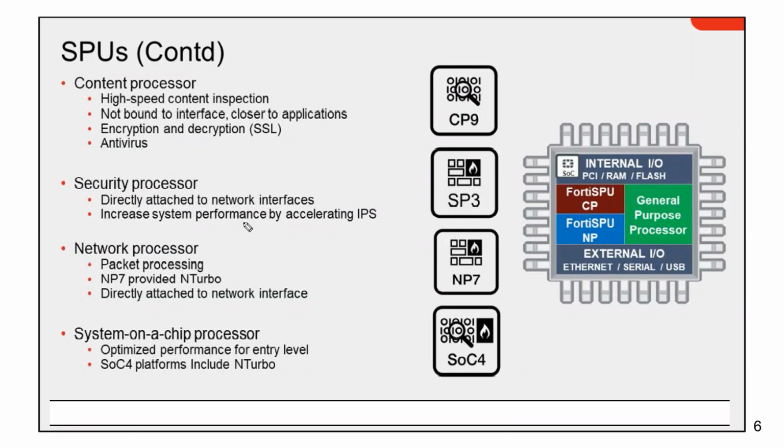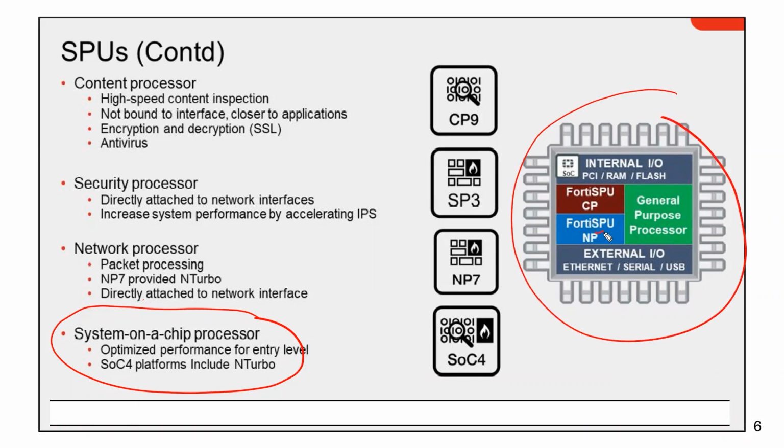Network processor: whatever is at layer 3 will be handled by the network processor. Second, it is directly attached to the network interface, so whatever traffic comes to an interface, the network processor automatically handles it. Now we have something called a system on a chip. It's like a jack of all. If you have a lower, low-end model, then you cannot have a dedicated security processor or a CP or an NP. So you would get an SoC, a system on a chip, that basically means this guy.